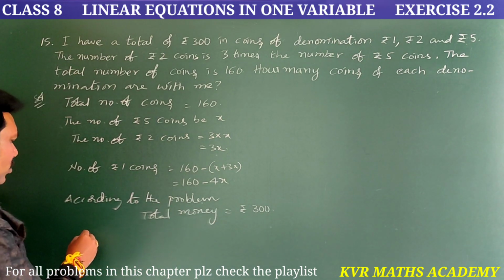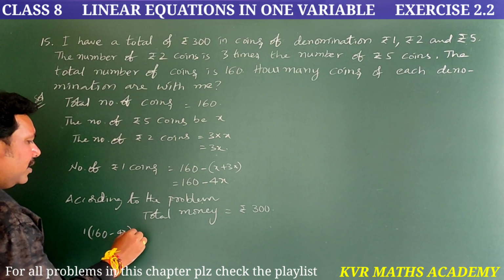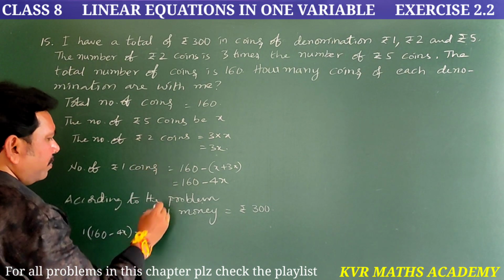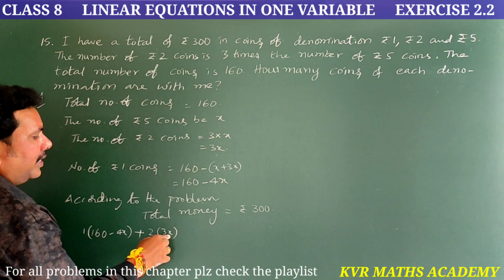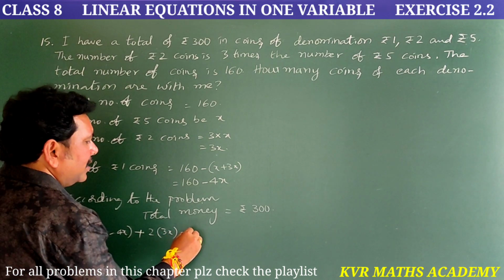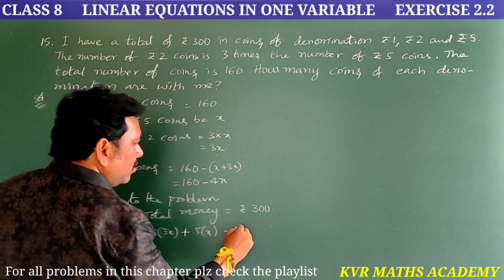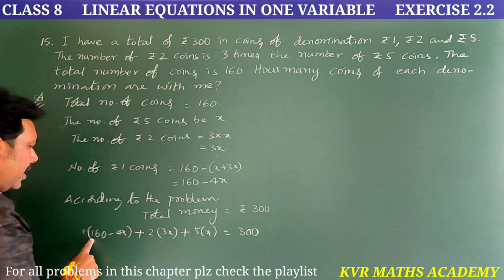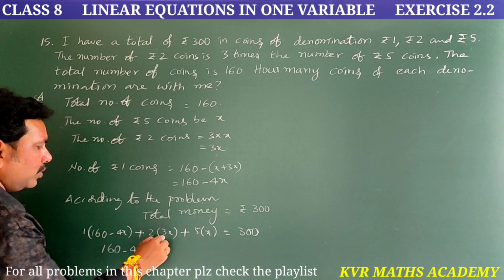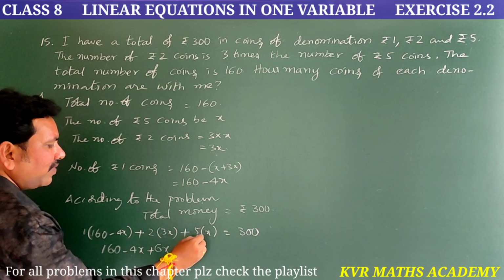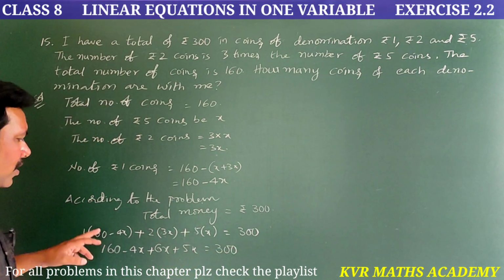Isn't it? Yes. So 1 rupee coin into 160 minus 4x plus 2 rupee coin into 3x. Number of coins, 3x only, na? Yes, that's why 3x plus 5 rupee coin into x, 5 into x, that is equal to 300. 1 into 160 minus 4x will be 160 minus 4x plus 2 3s are 6x plus 5 into x, 5x is equal to 300. Isn't it? Look here.